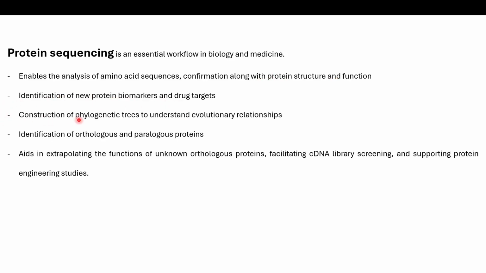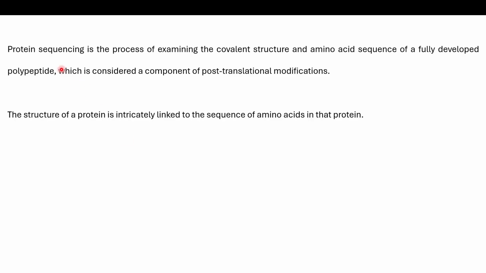It also helps in constructing phylogenetic trees to understand evolutionary relationships. It identifies orthologs and paralogs. It helps in extrapolating the functions to unknown orthologs, facilitating library screening and supporting protein engineering studies.